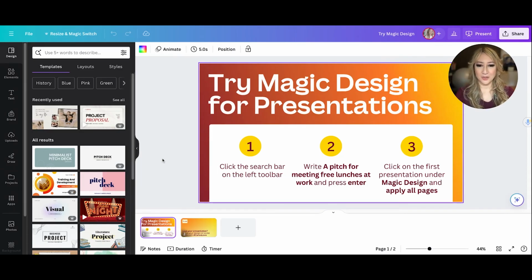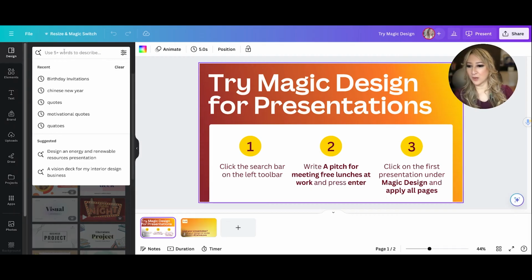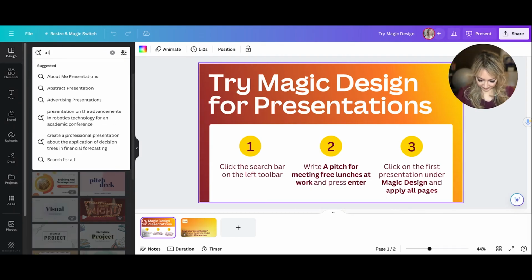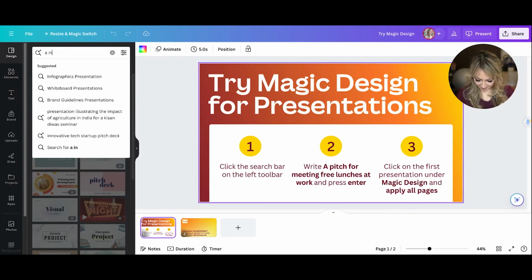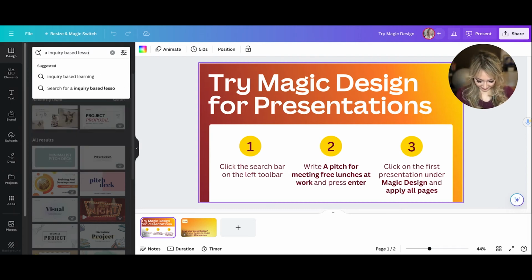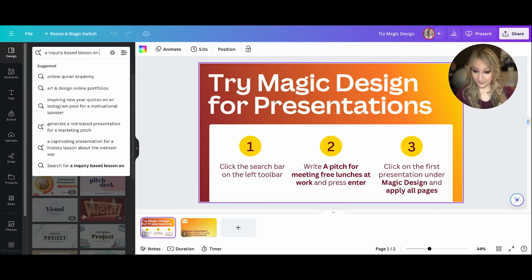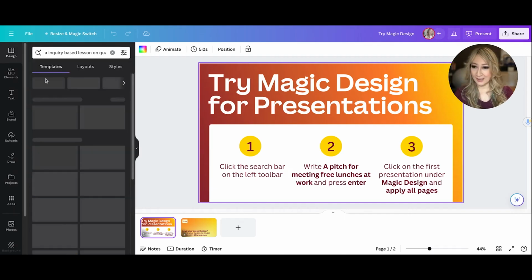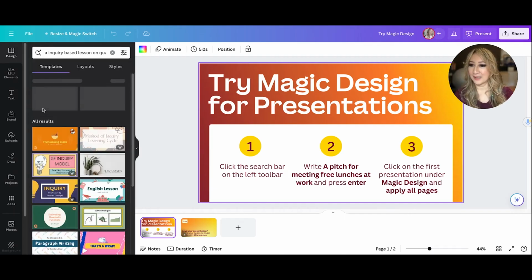It says click the search bar on the left toolbar, write a pitch. Okay, so let's see. Here I'm just going to use 5 words. Let's say an inquiry-based lesson on, and I'm going to put quadratics. Okay, really challenge it to see what it comes up with. So now I'm going to press OK.